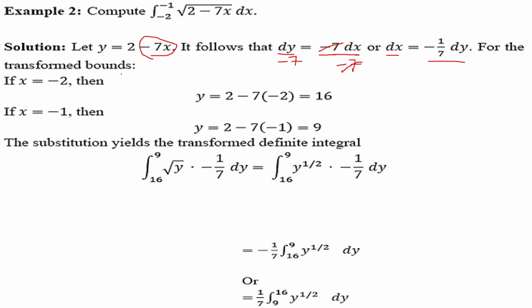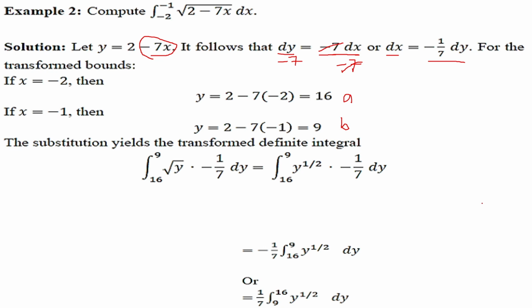For the transformed bounds, let x equal -2, then x equal -1. As you can see, we will use y here. y is 2 minus 7x. So y equals 2 minus 7 times -2, which is 2 plus 14, and that is 16. For x equals -1, -7 times -1 is positive 7, and then you add 2, so it will be 9. Again, this is your a and this is your b.